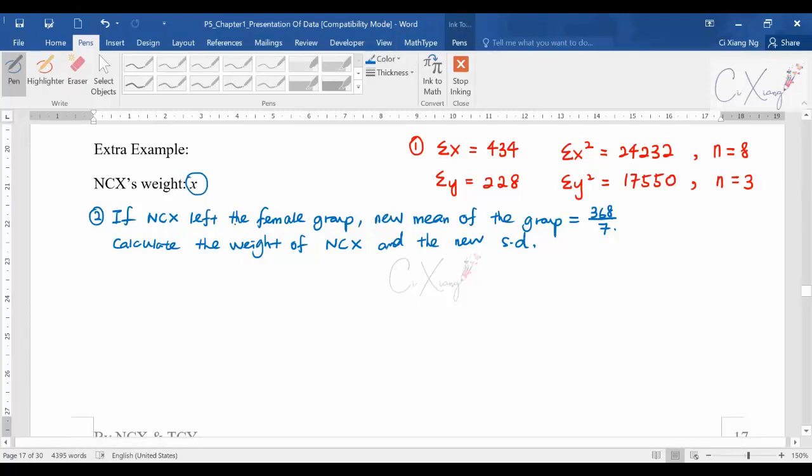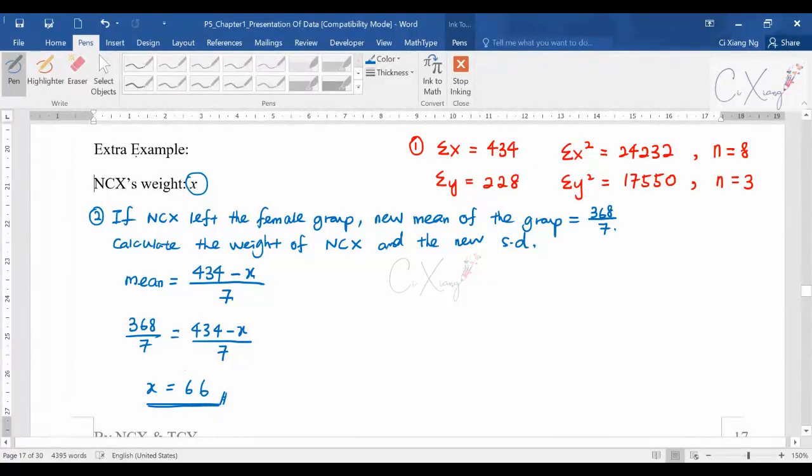So how can we do that actually? Okay, so to get the new mean, you need to take the original total, which is 434. Because I left the group, therefore you have to minus my weight, then divided by 7. And they already give you that the new mean is 368 over 7, right? So which is equal to 434 minus x divided by 7. So from here, you should be able to get the value, which is 434 minus 368, and you get 66. So that means my weight is 66 kilo.